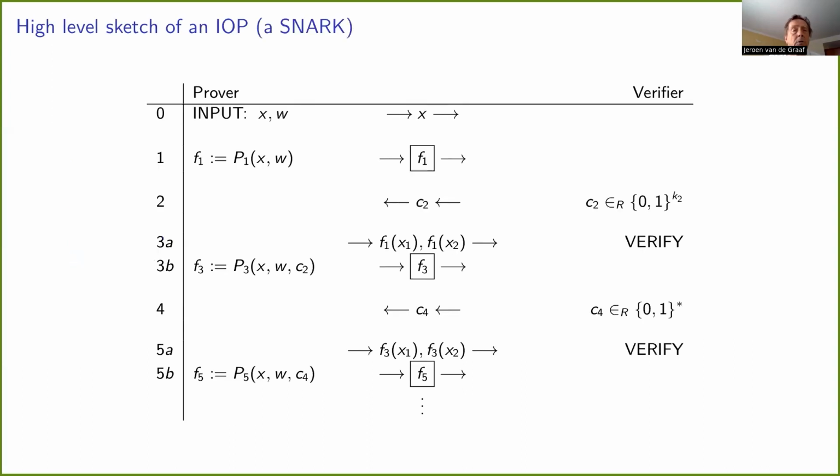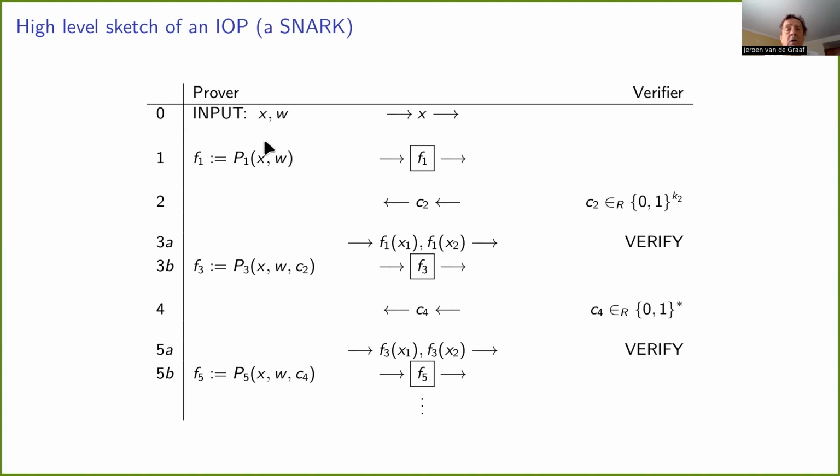So if you look at the following diagram, which is a high-level sketch of an IOP, or if you wish, its implementation, a SNARK. In the first step, we have here X, which is the statement. The W is the secret. It's not sent to the verifier in this context. Or maybe it is, but we are not clear about that for the moment. This is about privacy, which will be addressed in the next module.